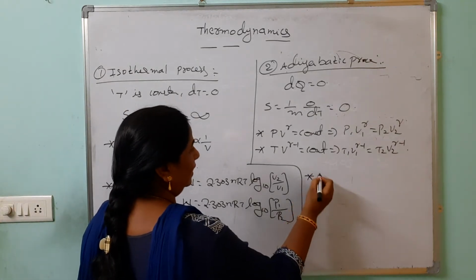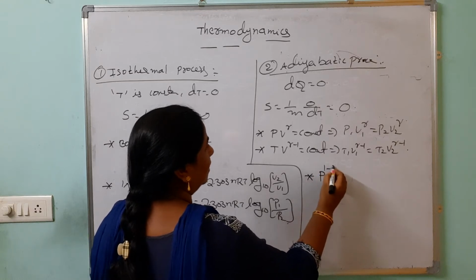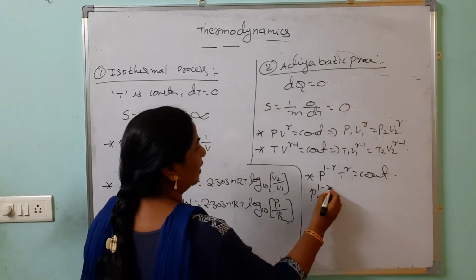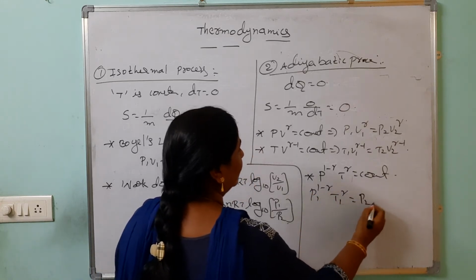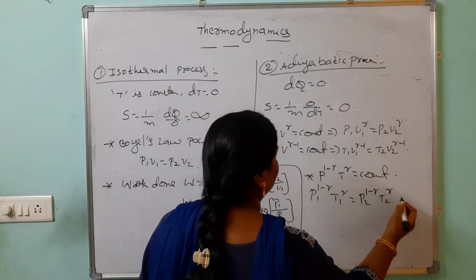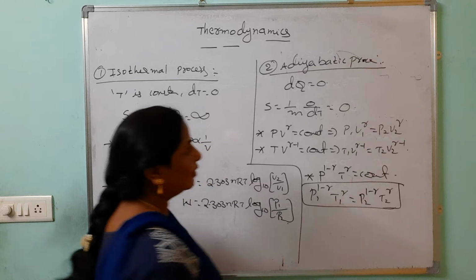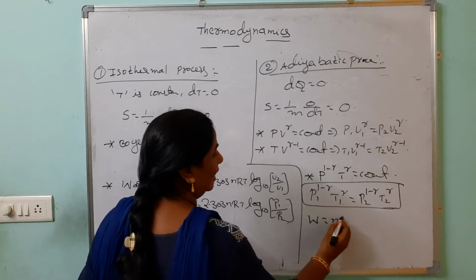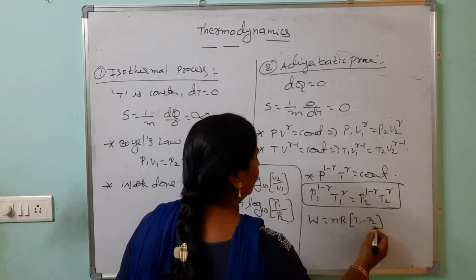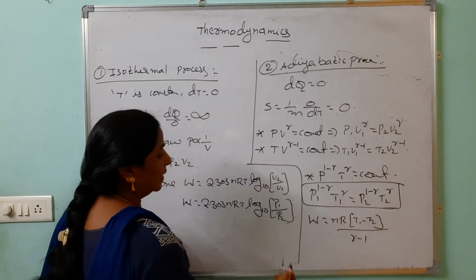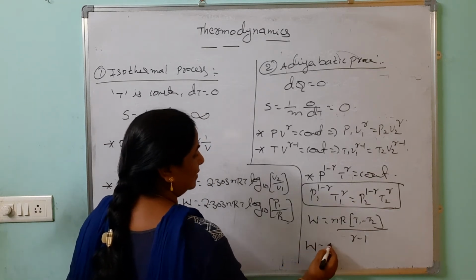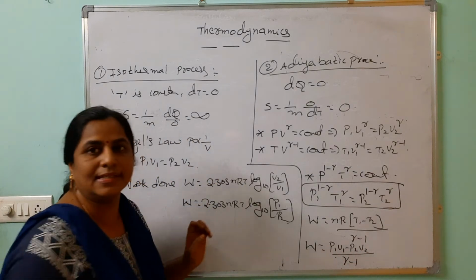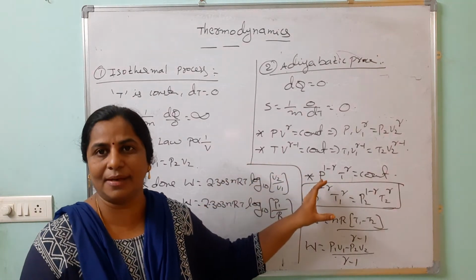Then the relation between pressure and temperature: P power 1 minus gamma T power gamma equals constant. It should be P1 power 1 minus gamma T1 power gamma equals P2 power 1 minus gamma T2 power gamma, also we can take it. So all these belong to the adiabatic process, and here you should remember that work done equals nR (T1 minus T2) by gamma minus 1. And in terms of pressure and volume also we can express it, that is (P1 V1 minus P2 V2) by gamma minus 1. So this is about the isothermal process, this is about the adiabatic process.